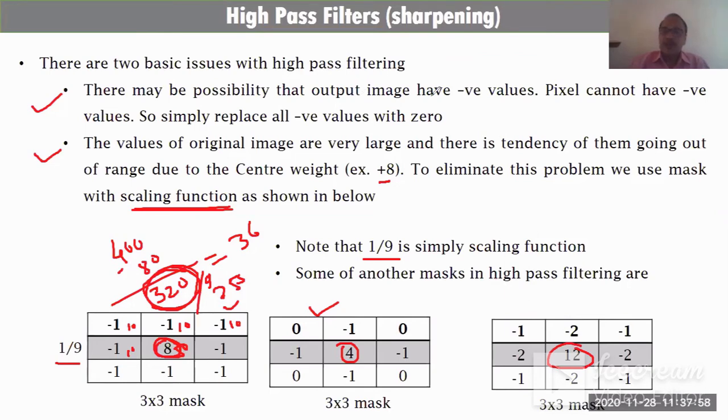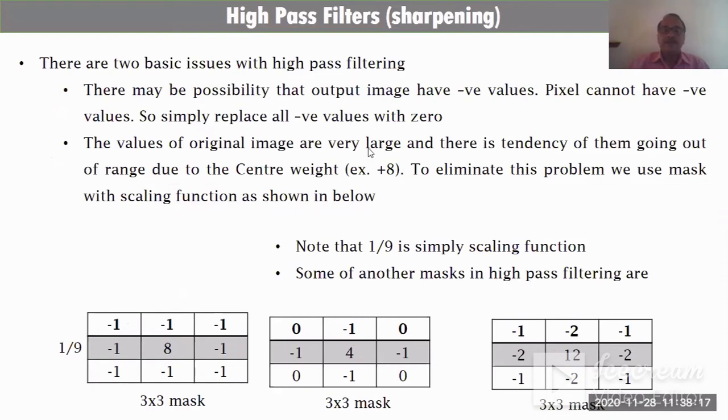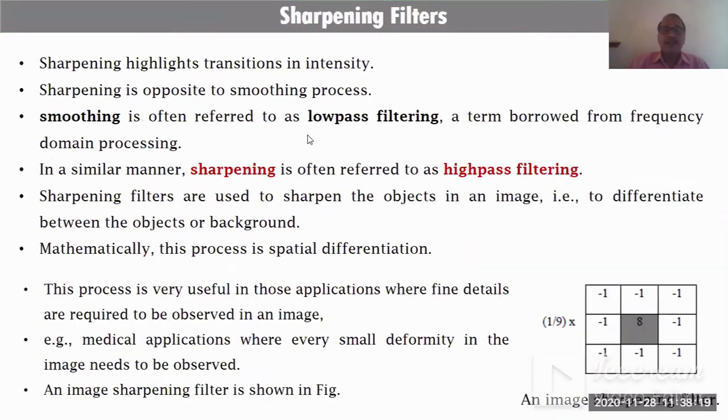One issue is that the output value may be negative, or it may be higher and out of the range. So these are the issues. To solve them, there are two alternative solutions. If the value is negative, you can replace it with 0. And if the value is out of range, you can use the scaling function. So these are the two important things related to the high pass filter.